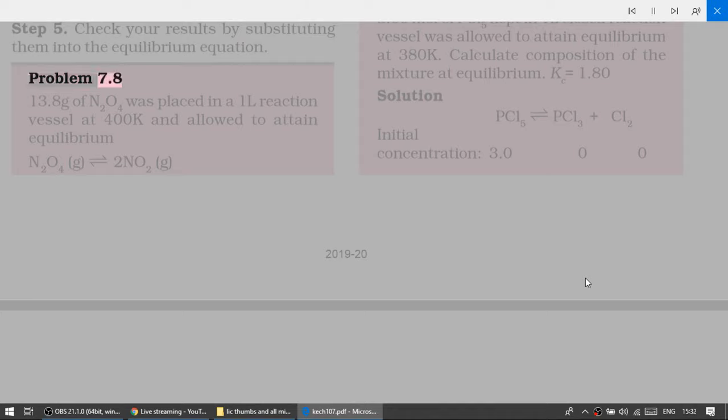Problem 7.10. 13.8 g of N2O4 was placed in a 1 L reaction vessel at 400 K and allowed to attain equilibrium. N2O4(g) ⇌ 2NO2(g).